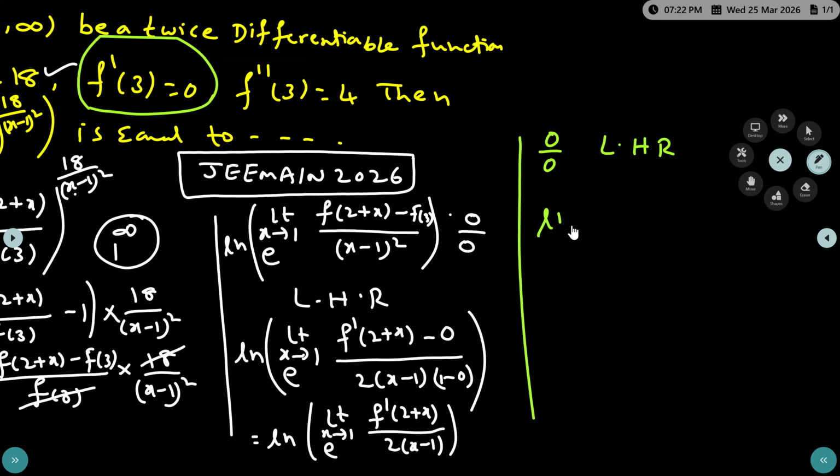Again differentiate it. Outside the log as it is, e to the power limit x tends to 1. f dash of 2 plus x differentiation is f double dash of 2 plus x, by 2 into (x minus 1) differentiation, which is 2 itself. 2x minus 2, the differentiation of 2 into 1 is 0.